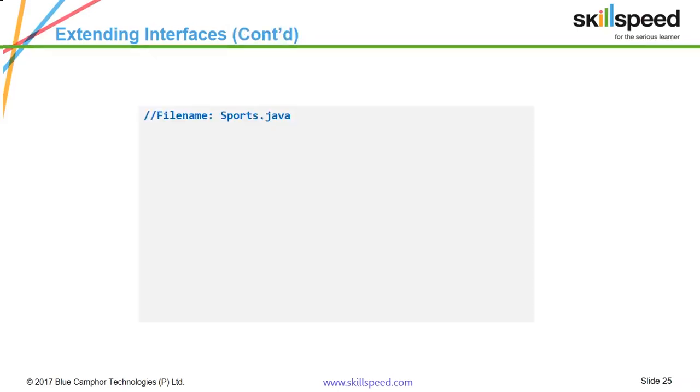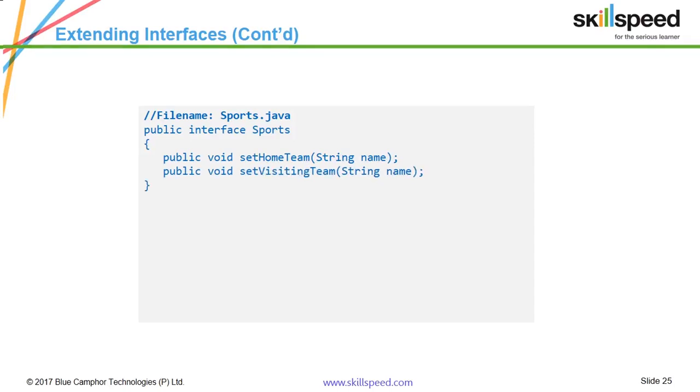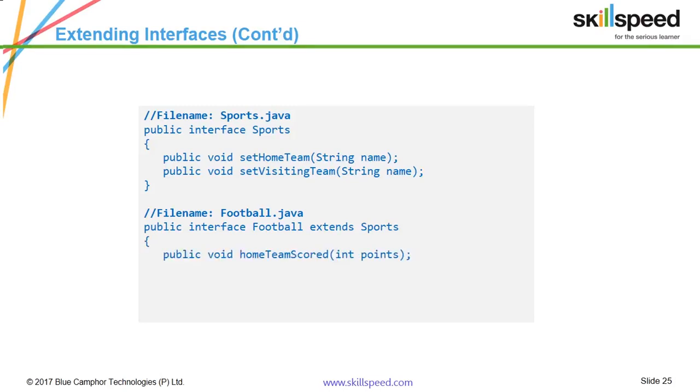For example, public interface Sports contains these two methods: public void setHomeTeam with parameter String name, public void setVisitingTeam with parameter String name. We have another interface, public interface Football extends the Sports interface. Now the interface Football contains these three methods: public void homeTeamScored with int points, public void visitingTeamScored with int points, public void endOfQuarter with int quarter.